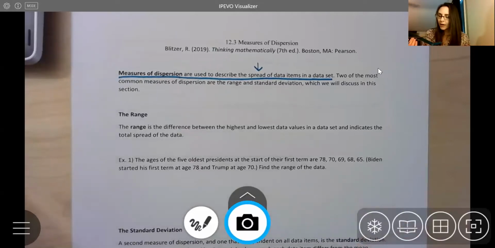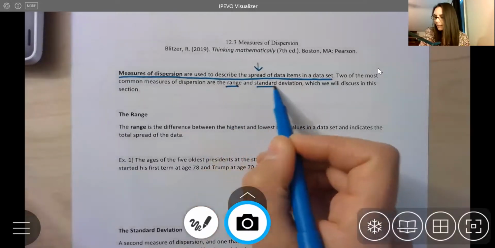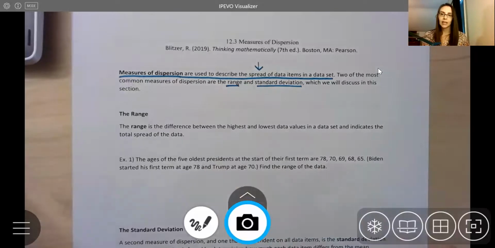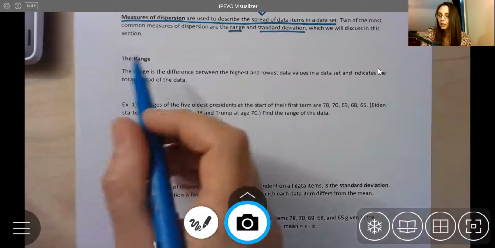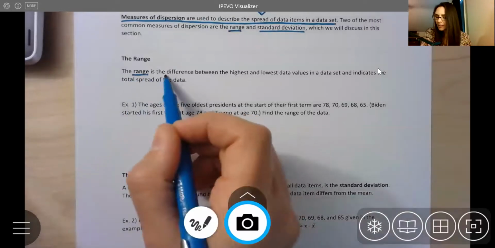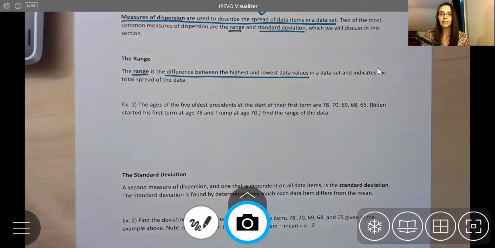Now there are two very common measures of dispersion. The first is the range, and the second is the standard deviation, and those are the two that we're going to discuss in this section. Now the range is very easy to find. The range of your data is just the difference between the highest and lowest data values in your data set. So you do want to note that the range depends only on two values of the data set, just the highest and the lowest.